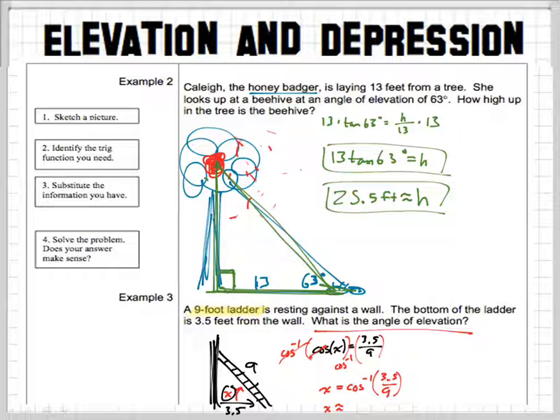We're not going to do decimals, even though if you do decimals, you're still technically correct. We are rounding. I'm going to round it to the nearest degree, because most of the time you round to the nearest degree when you have degree problems. This problem doesn't tell you what to round to, so I'm just going to put 67. So there's 67 degrees. That is the angle of elevation that the ladder is resting at.